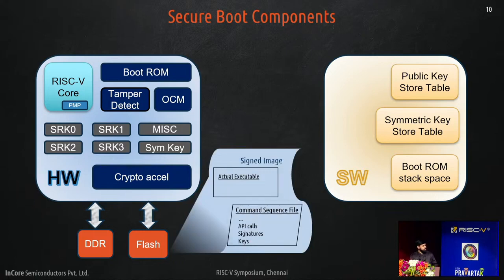If you look at the flash, right, that is where your actual executable is present. The actual executable will again have two components. One is the program and the command sequence file. The command sequence file is what tells how you basically go about verifying this executable. Which keys should you install and which keys should you use to verify various signatures.